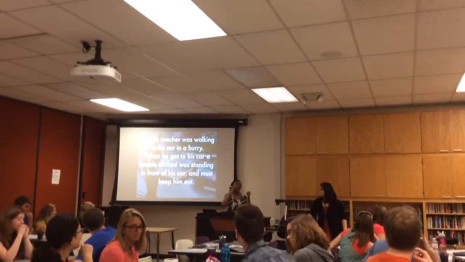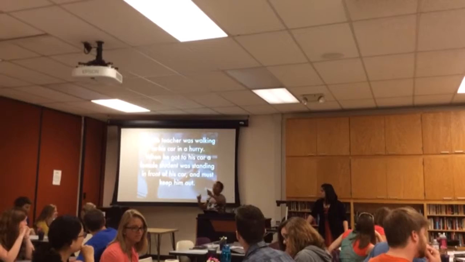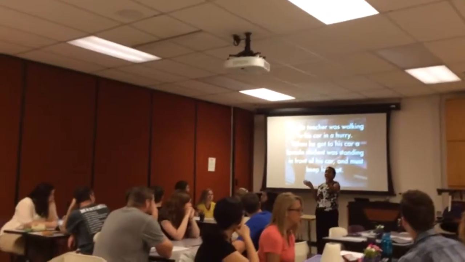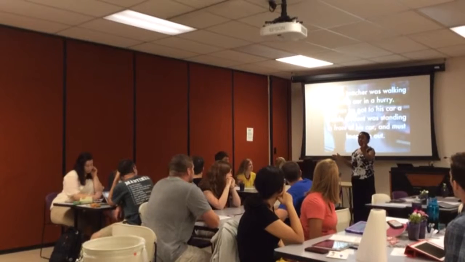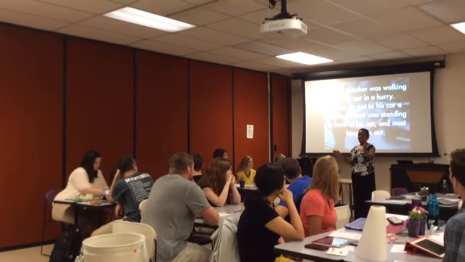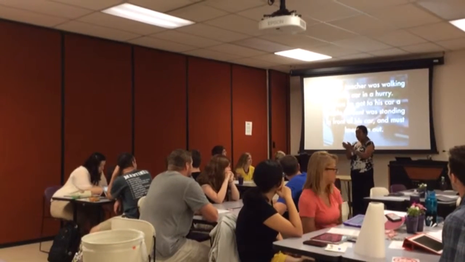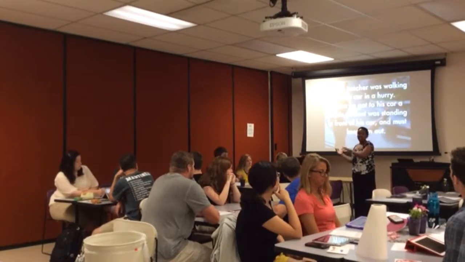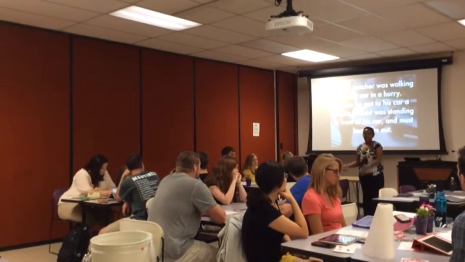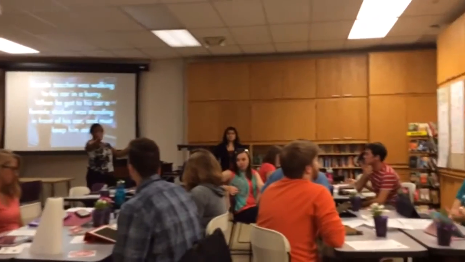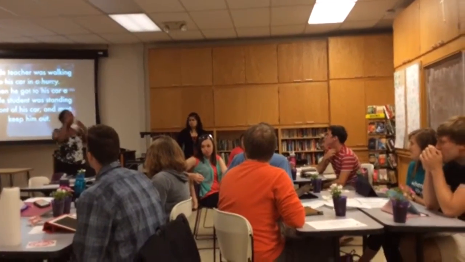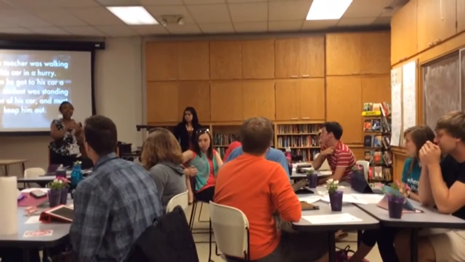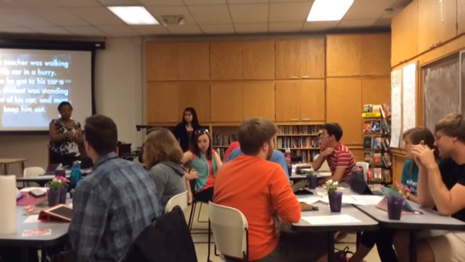Actually, okay, what we're going to do is, these 3 tables, you are the teacher, okay? So you have to come up with a scenario as to why the teacher wants to get in his car in a hurry. And why is the student standing outside his car? You are the students, these 3 tables, so you have to come up with the scenario as to why that student is standing outside of the teacher's car.